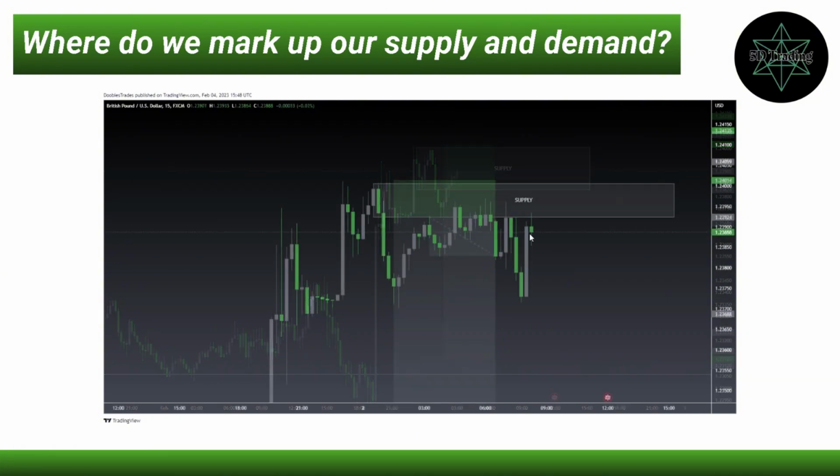But you can just use the last candle instead, but this is really only viable when you've got engulfment. So you see how the body of this candle is bigger than the body of this candle? That's great, that's an engulfment. So then you can use this last one here as the supply zone.